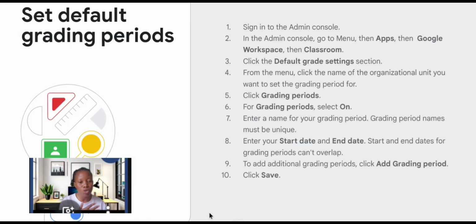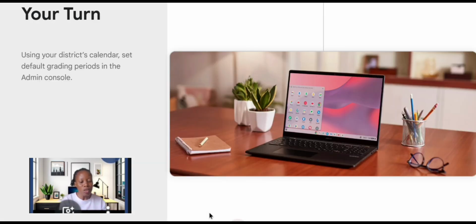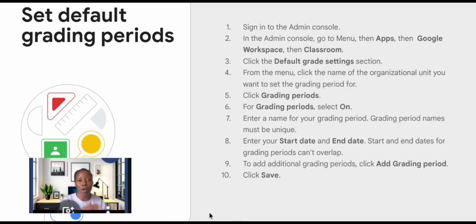I'll be showing us a demonstration on this. For us to do this, you are going to sign in to the admin console. In the admin console, you go to apps, then Google Workspace, then Classroom. Click the default grading settings section. From the menu, you click the name of the organizational unit you want to set the grading period for. Then you click grading period. We are going to set it to on, then put in all these dates, and click save. All this, what I just ran through, is what I will be doing for us to see.